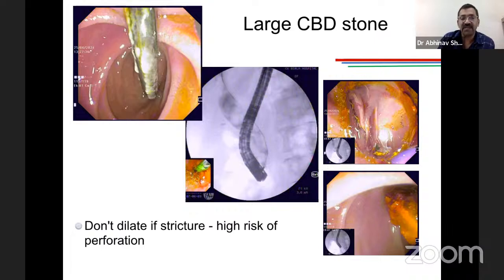So the caveat is that if stone is very big, if it cannot be removed in one ERCP, two short ERCPs are better than one long ERCP, because the longer the procedure, the higher the chances of perforation and higher the chances of complications.